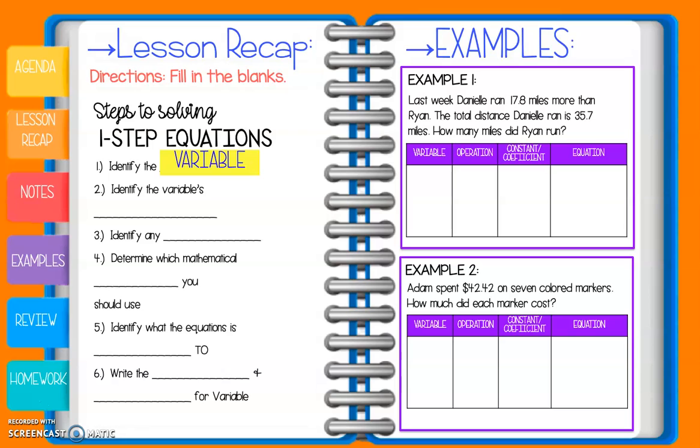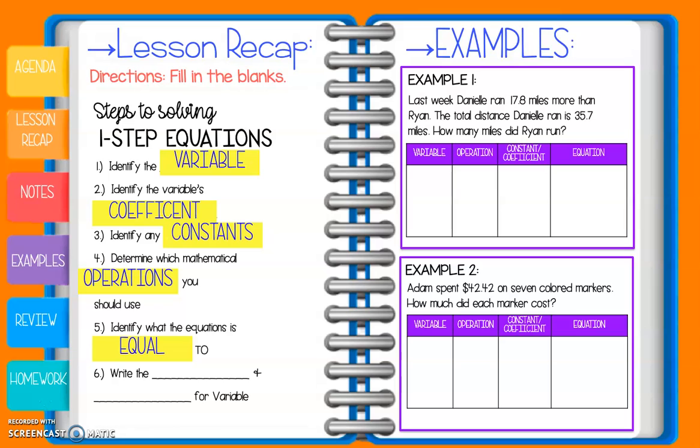The second thing we're going to do is identify if the variable has a coefficient or if it has a constant, okay? So since this is a one step, we're either going to have a constant that we're adding, subtracting, or dividing, or we're going to have a coefficient where we're multiplying. So we've got to figure out what that other number is, okay? Then we're going to determine which mathematical operations we're going to use to solve. And then last but not least, we've got to figure out what the equation is equal to. Okay, then you're going to write your equation and you're going to solve for the variable. And we're going to solve the exact same way that we've been solving one-step equations. Okay, so number one, let's take a look at some examples.